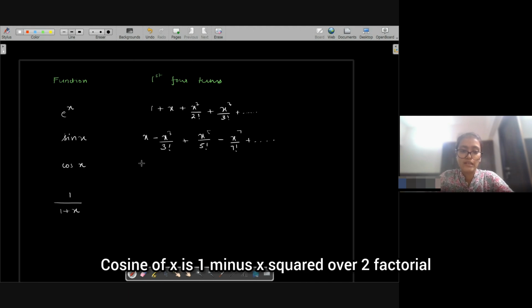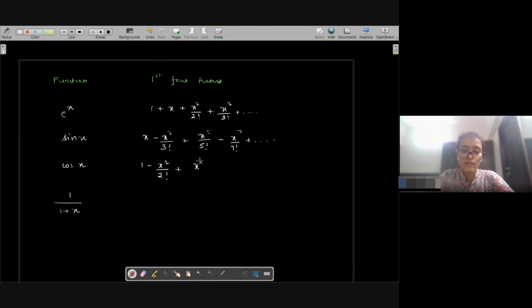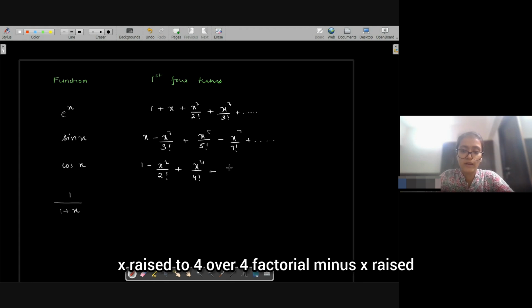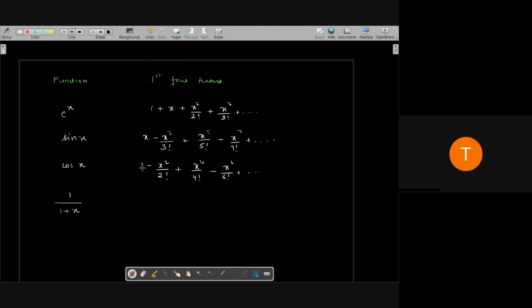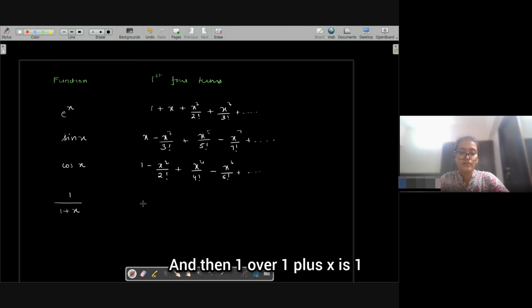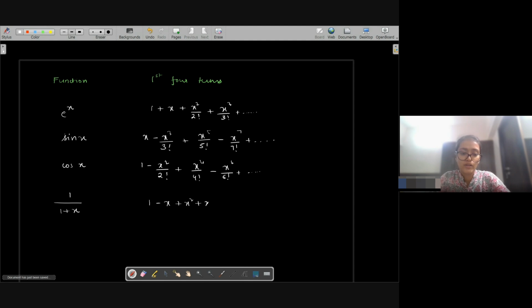Cosine of x is 1 minus x square over 2 factorial plus x raised to 4 over 4 factorial minus x raised to 6 over 6 factorial plus so on. And then 1 over 1 plus x is 1 minus x plus x square, minus x cube plus so on. Okay.